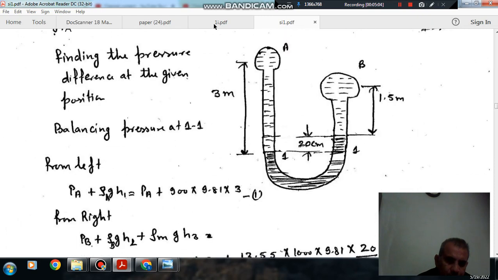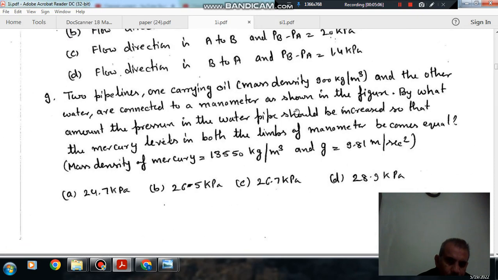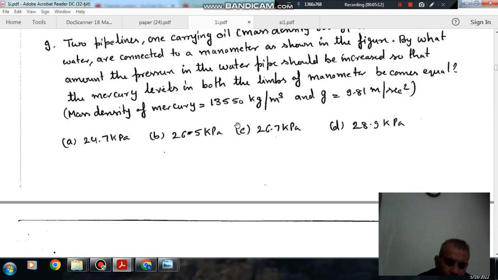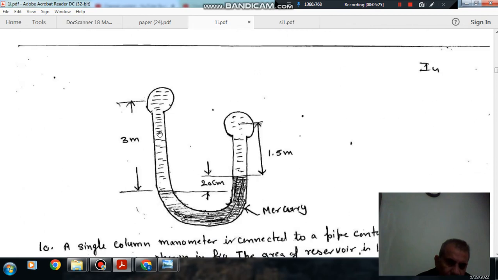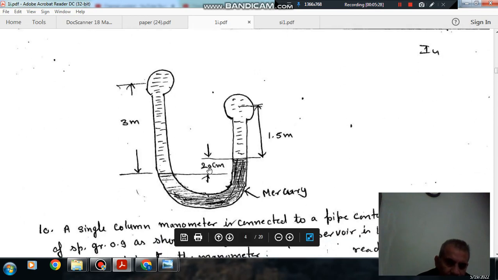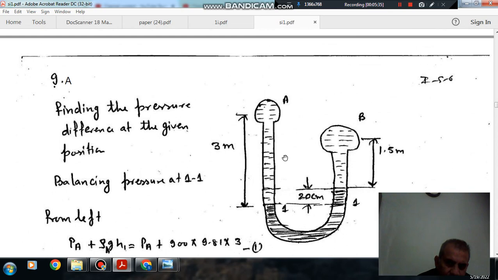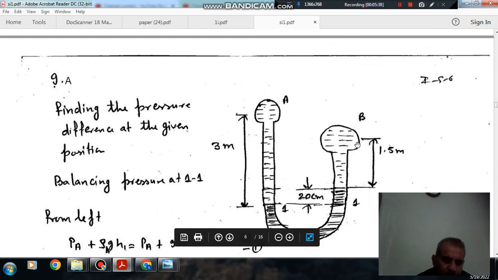Here the oil is having density 900, and there are two pipelines. This is the figure given. Here the mercury level difference is 20 centimeters. So taking this as it is, we find the pressure difference PA minus PB.